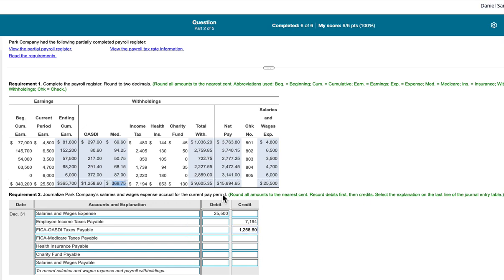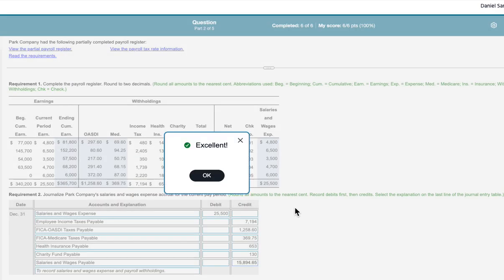The medical stuff, and then you have health insurance, and then you have charity, and then you have salaries and wages payable, which is going to come from our net pay. Let's see if that's correct.